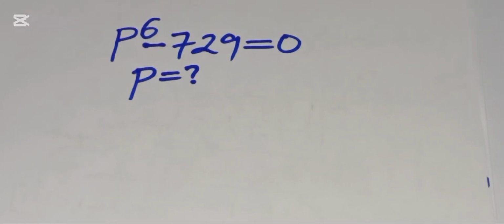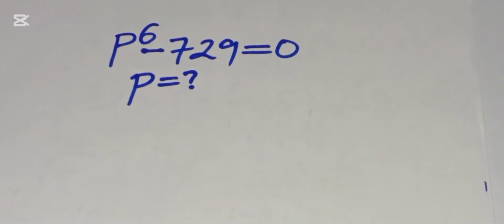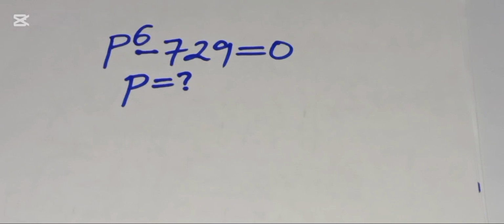Let's provide a solution given this math problem, which is p raised to power 6 minus 729. This is equal to 0. So what is the value of p? Solution.